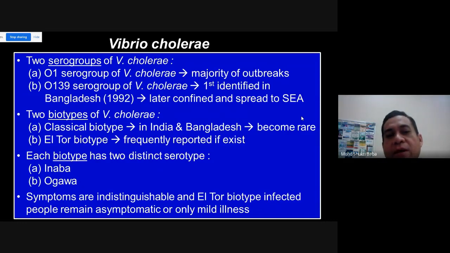Every biotype has two distinct serotypes. Now we talk about serotypes. Each biotype has two distinct serotypes: the first is Inaba and the second is Ogawa. Symptoms are indistinguishable between those two, and also between El Tor biotype infections. That is why people infected with the El Tor biotype remain asymptomatic or have only mild illness, until symptoms appear after a certain period.